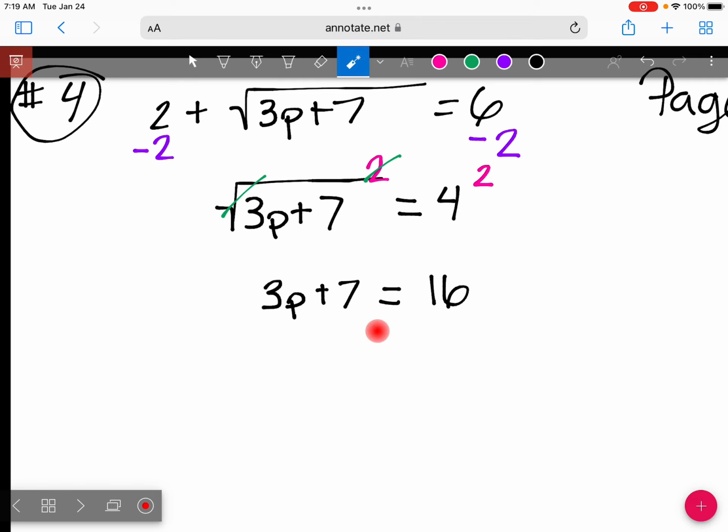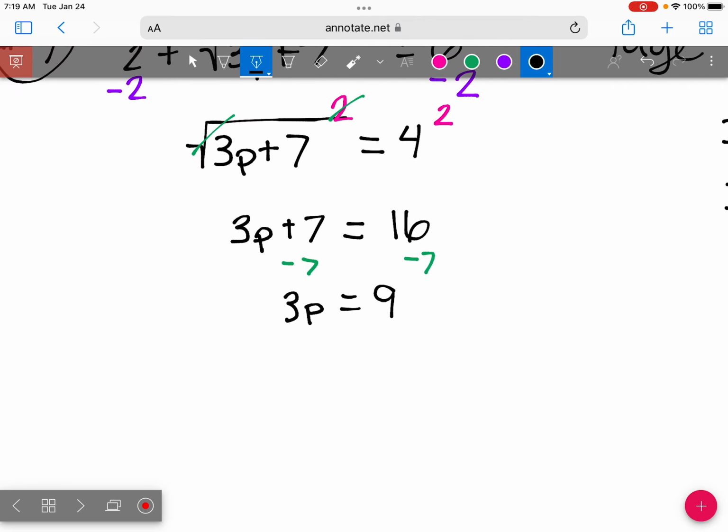So then looking at this line here, what are we going to do to get our variable all by itself? Subtract the 7. That's a great first step, giving us 3p equals 9. One more. Divide by 3. So we get that p equals 3.